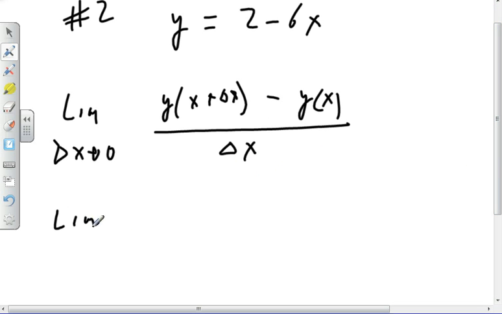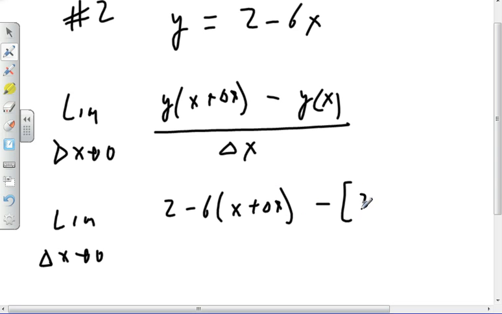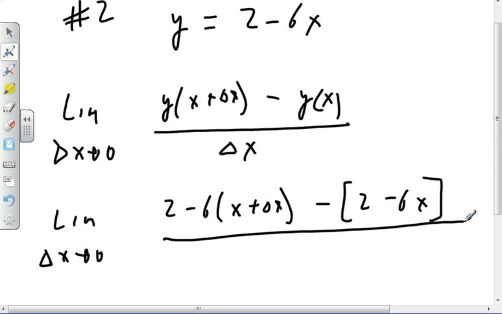Limit as delta x goes to 0 of 2 minus 6 times x plus delta x, minus 2 minus 6x, divided by delta x.